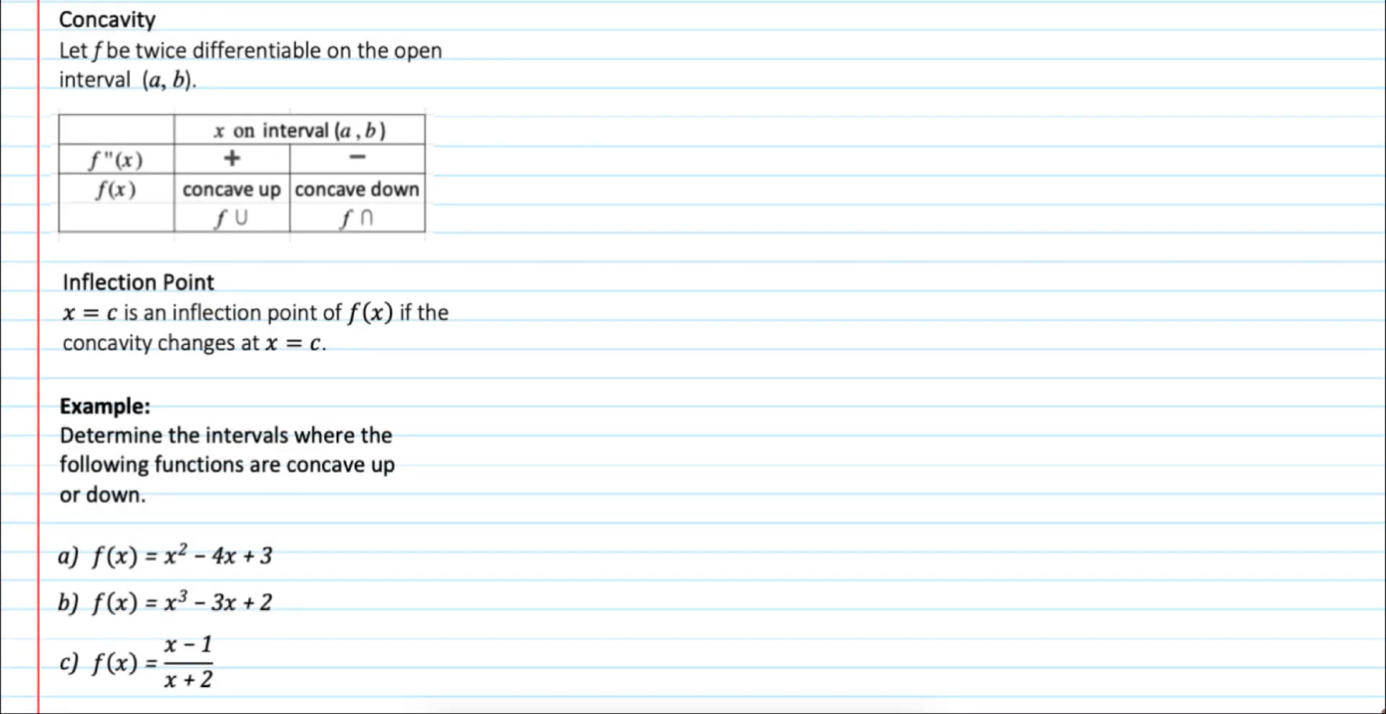Example: determine the intervals where the following functions are concave up or down. A. f(x) equal to x squared minus 4x plus 3. First, we find the first derivative. f prime of x equal to 2x minus 4.